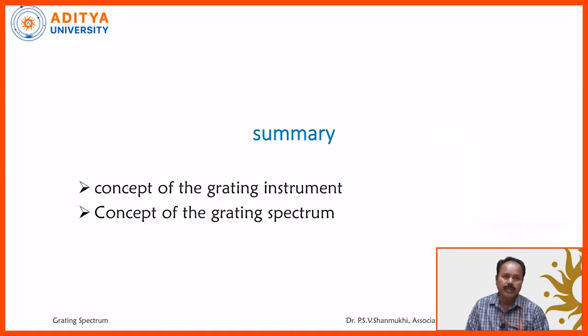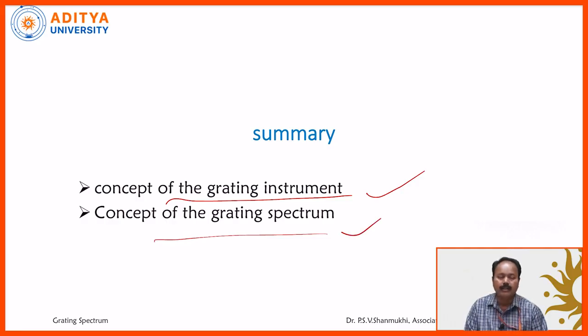So what we just discussed here is the grating. What is the grating instrument? Grating is an optical instrument which is used to study or get the diffraction pattern due to the light. And what is the grating spectrum? After passing through the grating, the white light gets separated into the 7 colors, and to get more separation, we need more number of lines on the grating, so that the grating element decreases, and with more number of lines we get more dispersive power. So the grating spectrum also we have discussed here.